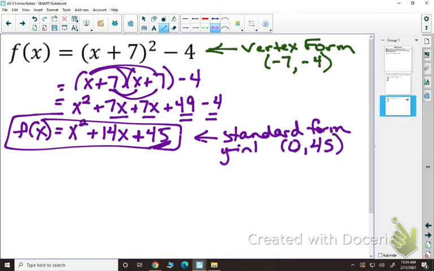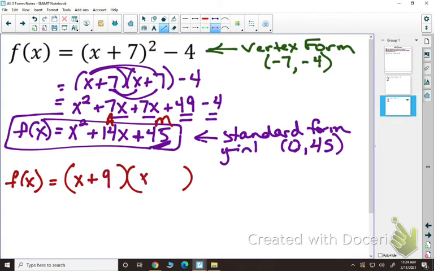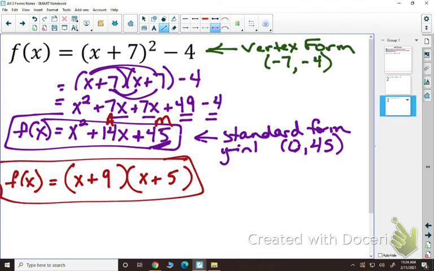Okay, so I've got 2 down, and what I have left is the factored form. So to do factored form, in this case, I'm looking for two numbers that multiply to give me 45 and add to give me 14. So if I pause for a moment and think, what multiplies to give me 45 and adds to give me 14? Hopefully you're thinking 9 and 5. Okay, so again, this is your factored form.